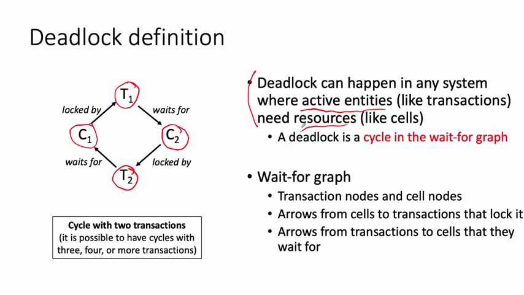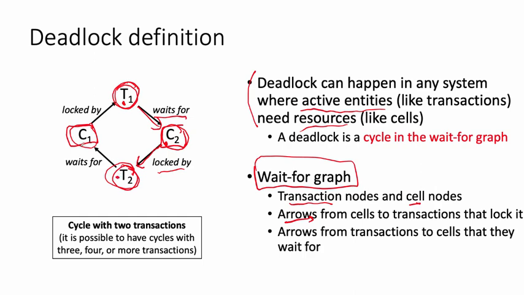When I have this kind of situation, I can make a graph, and this is called the wait-for graph. This is a graph with two kinds of nodes, transaction nodes and cell nodes. So here's a transaction node, and this is a cell node. And then I have edges or arrows. I have an arrow from a transaction to a cell that it needs, and I have an arrow from a cell to a transaction that it is locked by. So T1 is waiting for C2, but C2 is locked by T2.